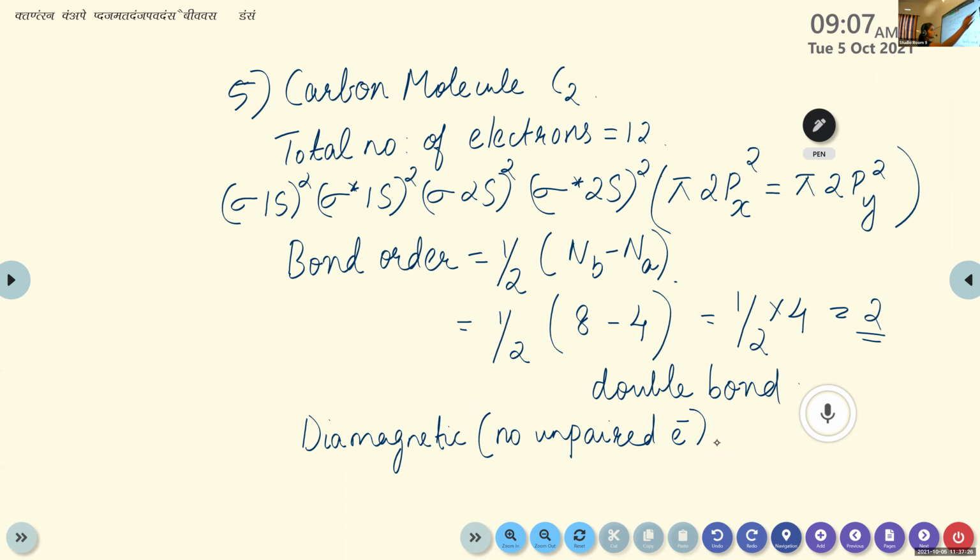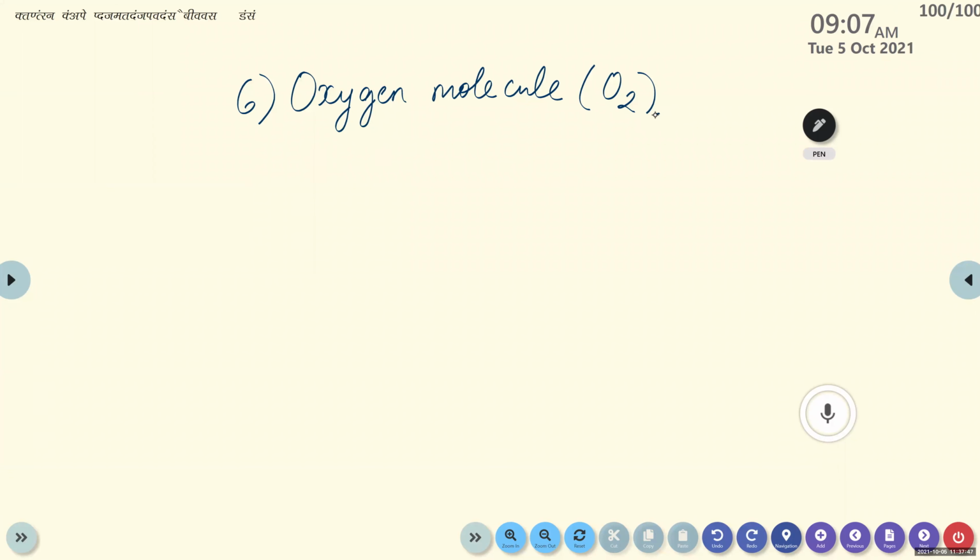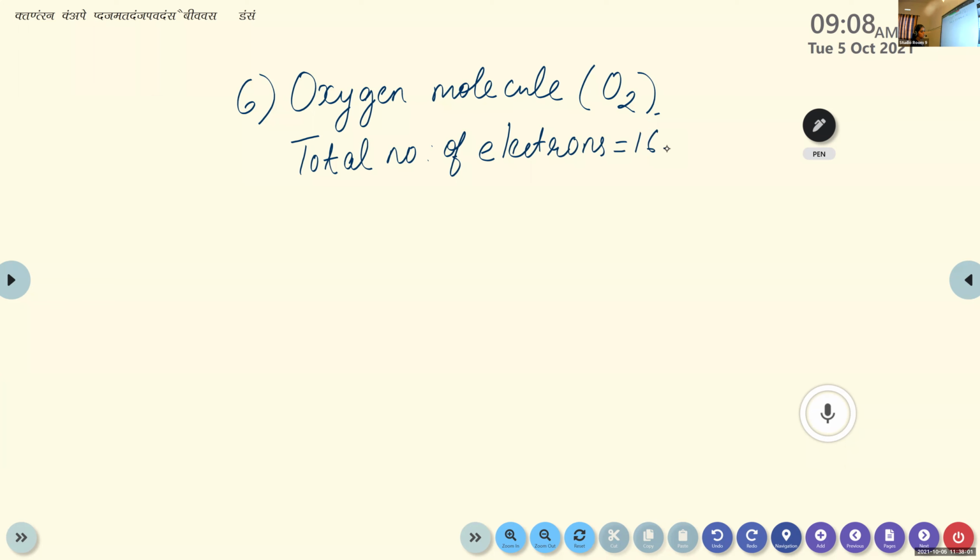Okay. The next example is oxygen molecule, O2. So what is the total number of electrons? The total number of electrons is 16, because each oxygen atom contains 8 electrons, right?